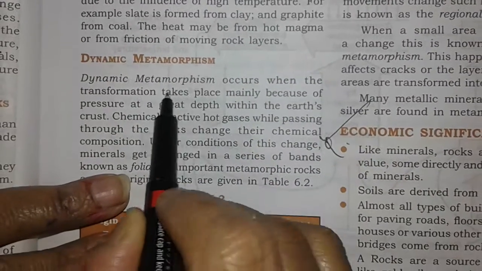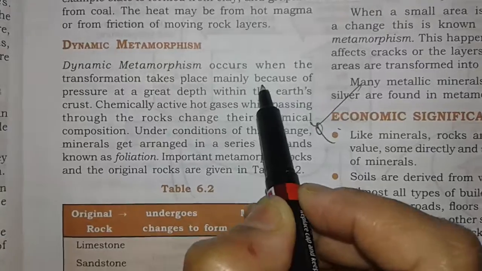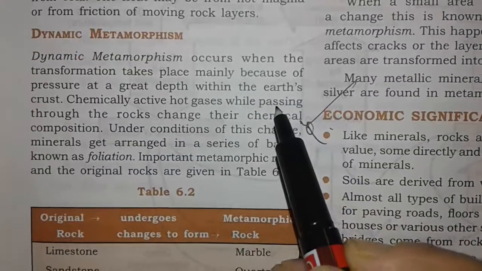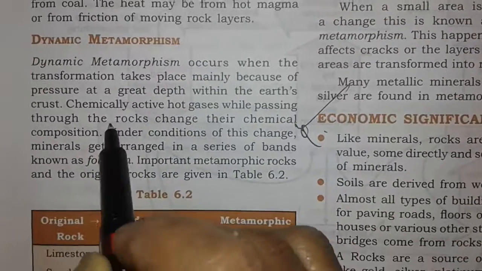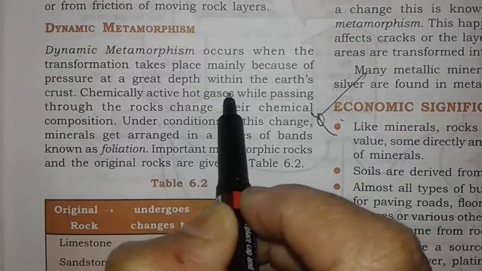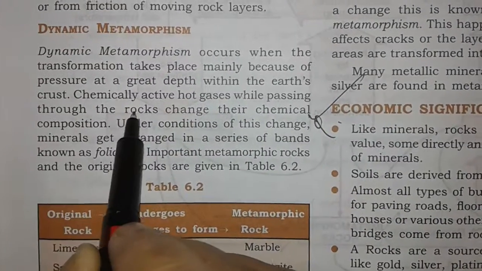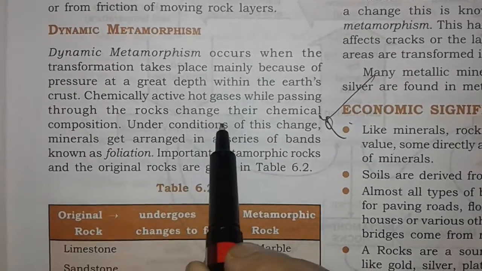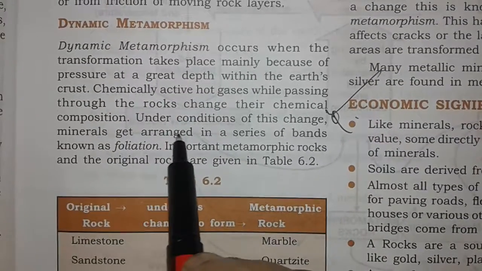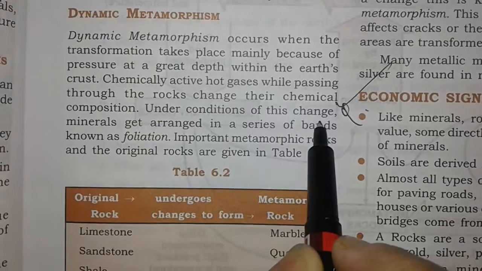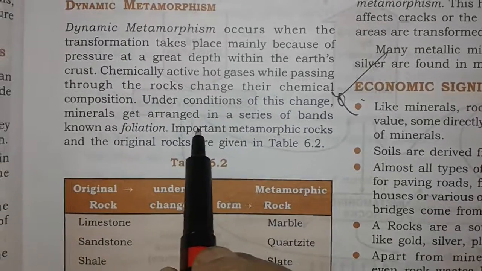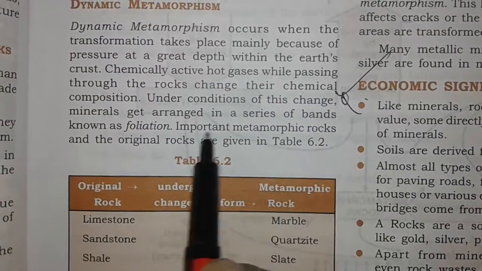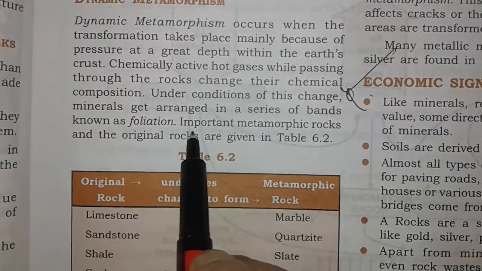Dynamic metamorphism. Dynamic metamorphism occurs when the transformation takes place mainly because of pressure at a great depth within the earth's crust. Chemically active hot gases, while passing through the rocks, change their chemical composition. Under conditions of this change, minerals get arranged in a series of bands known as foliation.